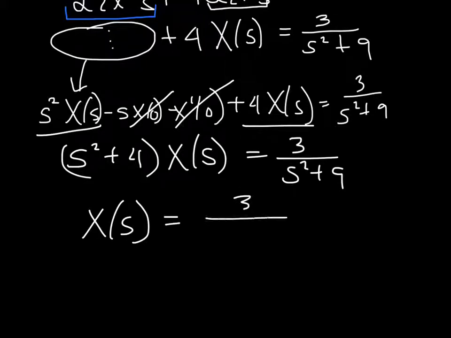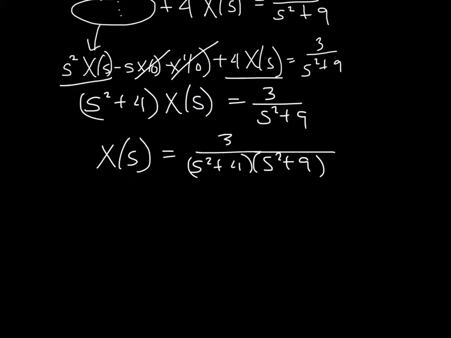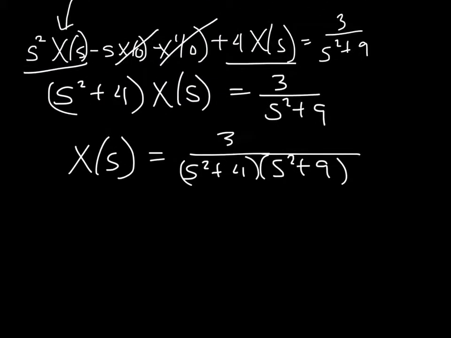And so what do we have? 3 over s squared plus 4 times s squared plus 9. Again, our goal is to find x of t, small x of t. But from our steps, we usually get our chi of s first.